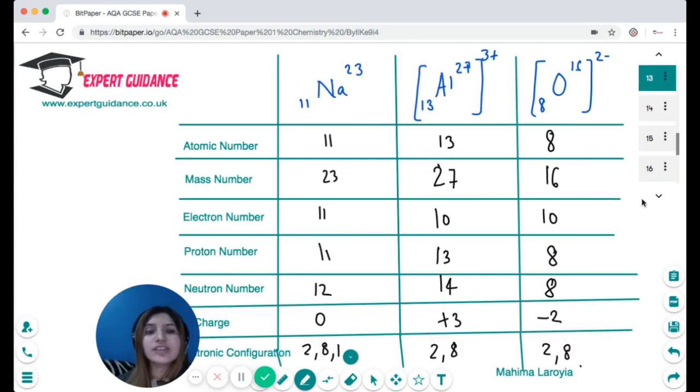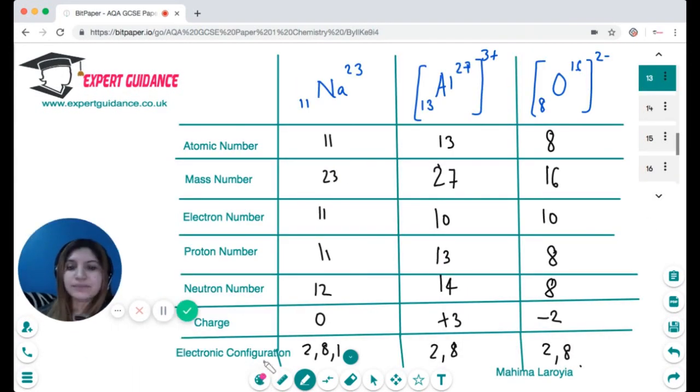Okay, so now let's take an example. Now you can see that I have made 3 tables. In one, I have put a sodium atom, and since it is an atom, it will have an equal number of electron and proton number. I have added aluminium 3+ ions. Since it's a 3+ ion, it means it has less electrons and more protons, and oxygen 2- means it has more electrons than protons.